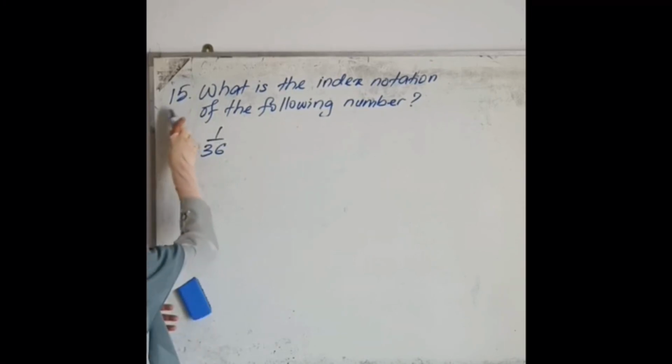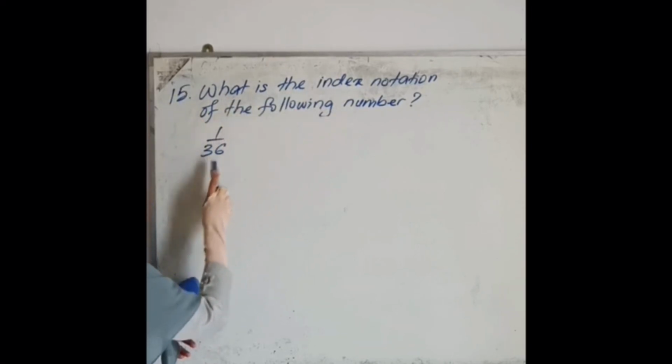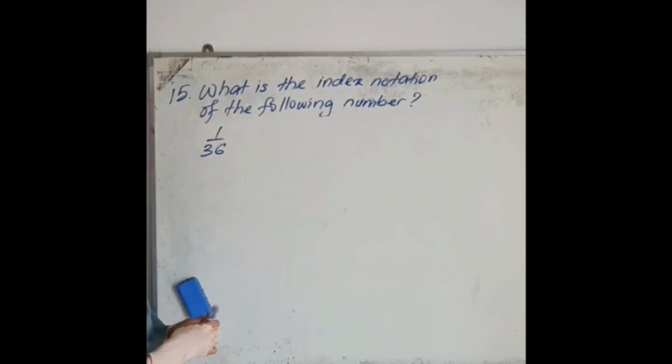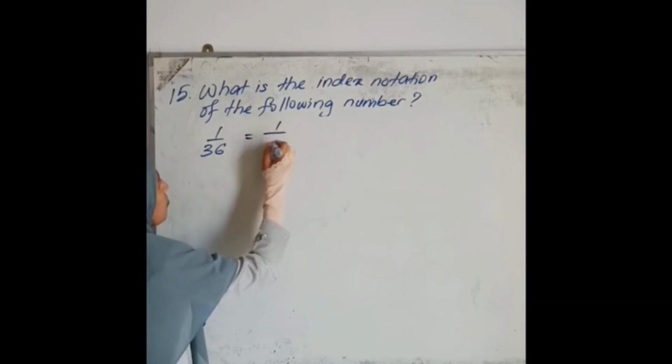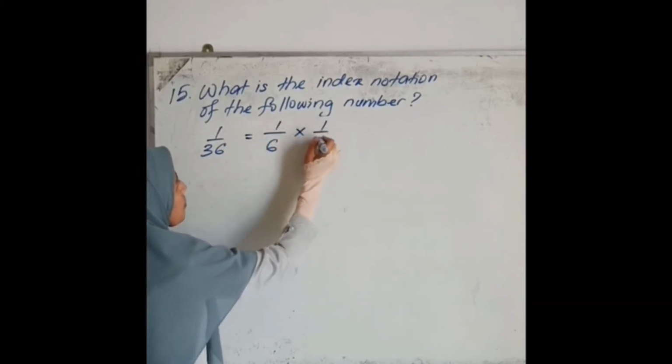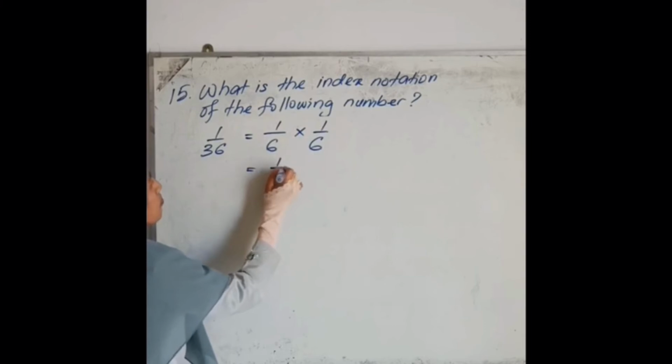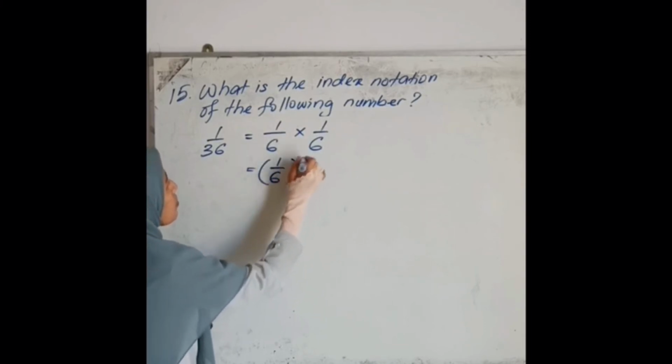Okay, number 15. What is the index notation of 1 per 36? Okay, 1 per 36 is equal to 1 per 6 times 1 per 6. So 1 per 6 squared.